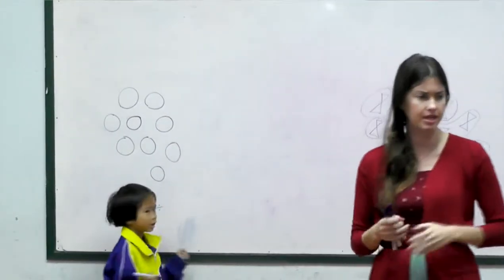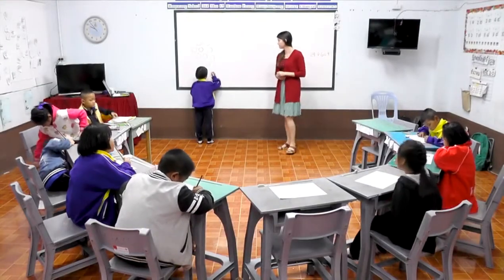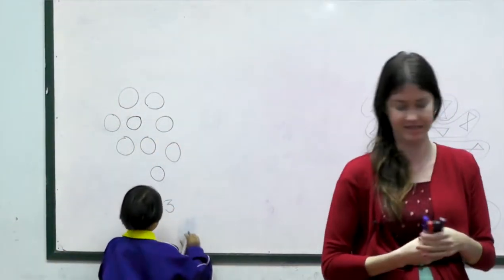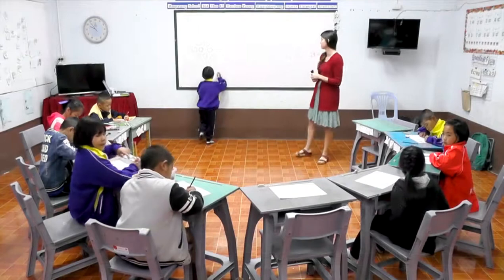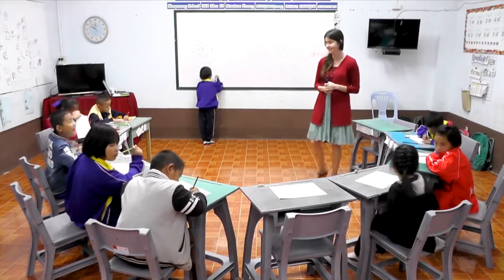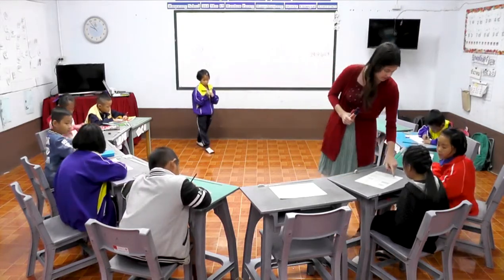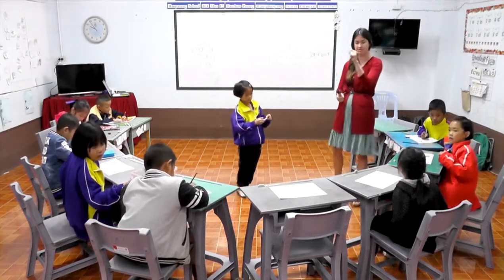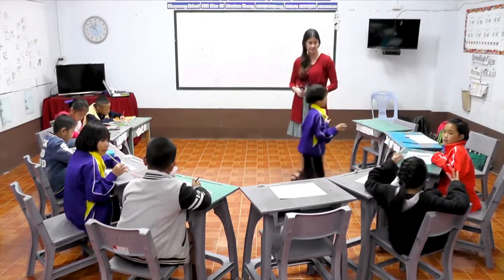Divided by, how many in each group? Or how many groups? How many groups do we have? 3 groups. Okay, 3 groups. So she's got 3. And how many in every group? 1, 2, 3. 3. Okay, can you come up and circle for us? 9 divided by 3 equals 3. Great job.